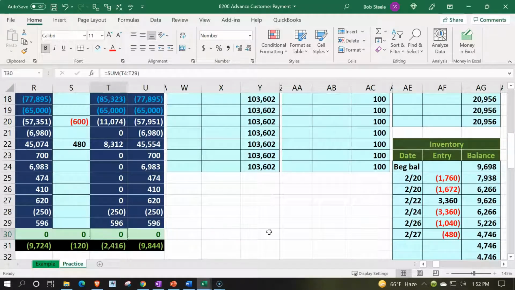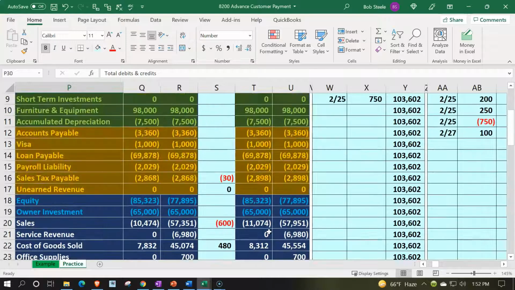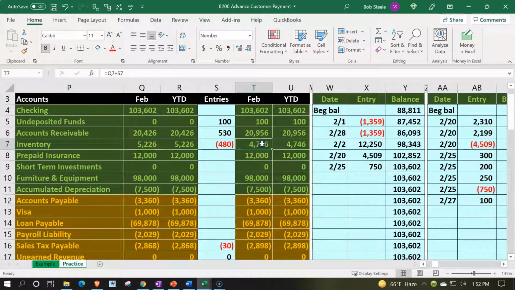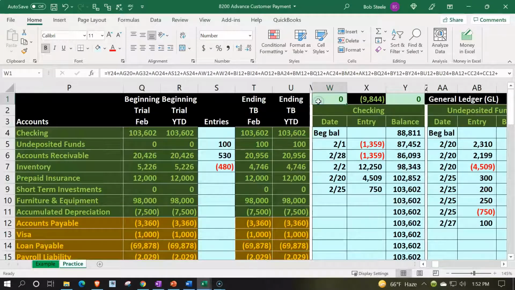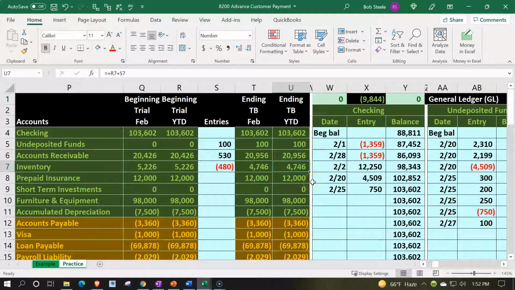That 4746 should match the trial balance on both the year-to-date and the February numbers due to it being a balance sheet number. We should be back in balance up top as we are. Now we want to check out our subledgers. We can double check our inventory should be at the 4746, and we need the subledger for the accounts receivable.